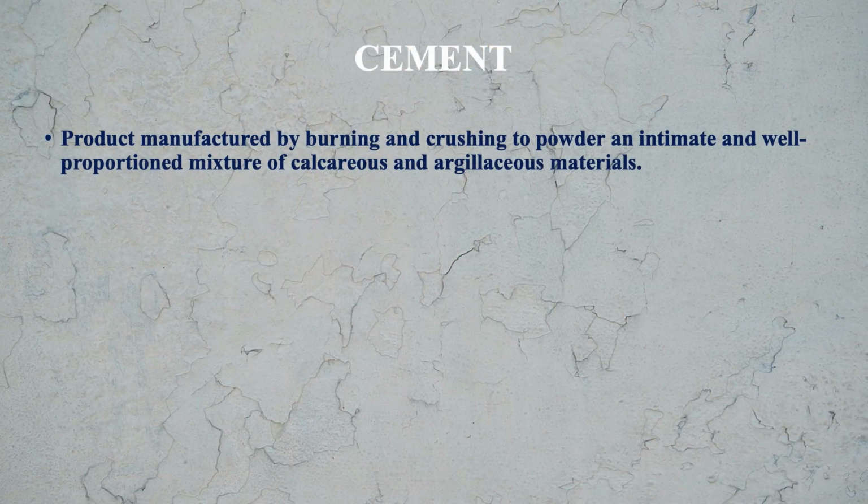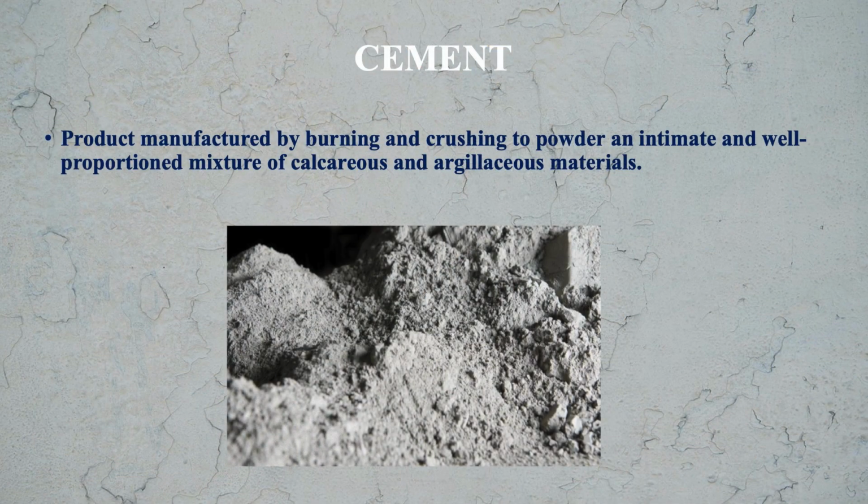Cement is a product manufactured by burning and crushing to powder an intimate and well-proportioned mixture of calcareous and argillaceous materials. These are the two different types of materials which are used for manufacture of cement.